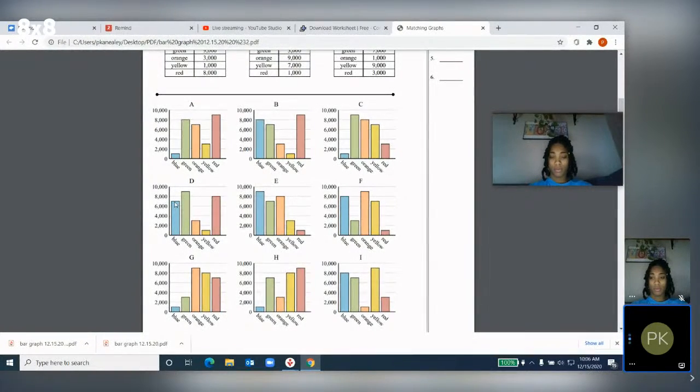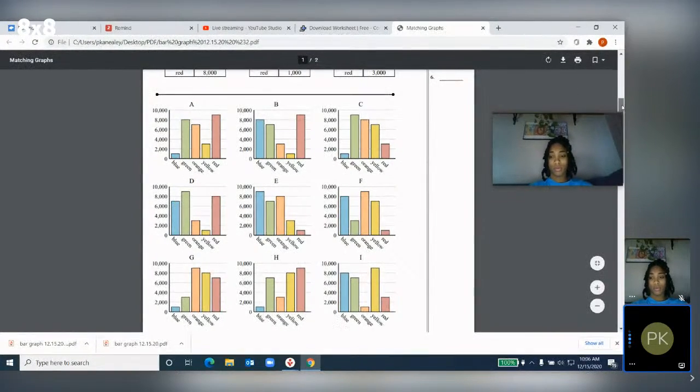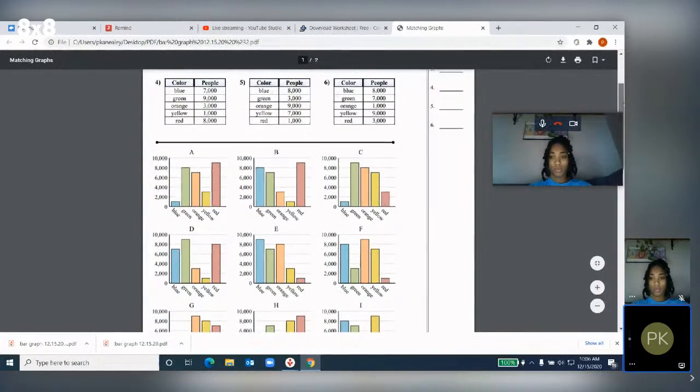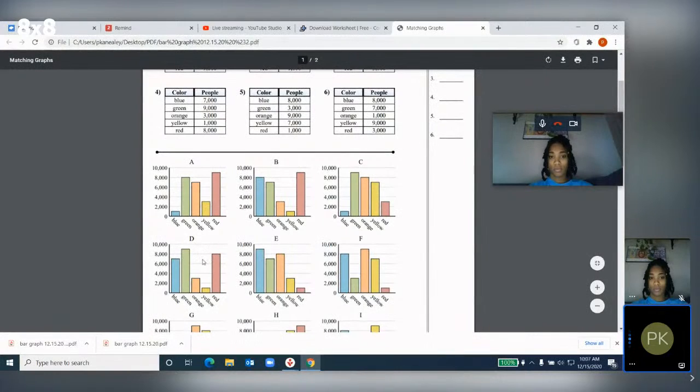Okay. So let's just double check. Let's go on to see what it says for number 4, and then it says the green is 9,000. So if we look at green, yep, it's right at 9,000. So for the number 4 here, it's going to be represented by graph D.